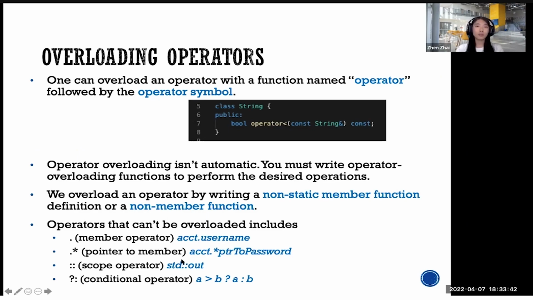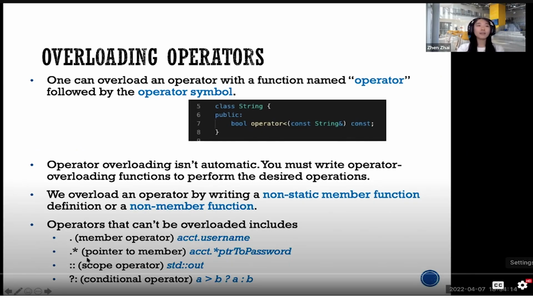Pointer to member. So it's the dot star operator here, the dot star operator. That also cannot be overloaded. This is accessing a pointer to a member, right? The pointer to password of an account, or pointer to username of an account, and so on. So that you cannot overload. The scope operator, the colon that you've been seeing, you cannot overload that either. Okay, so you cannot overload the scope operator.